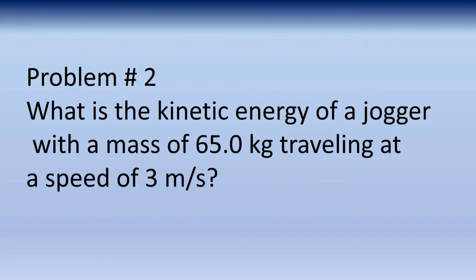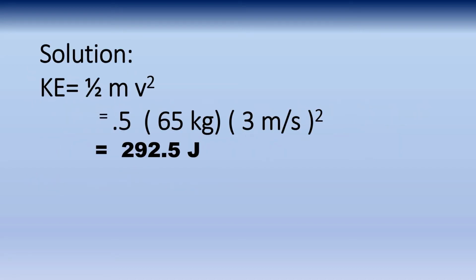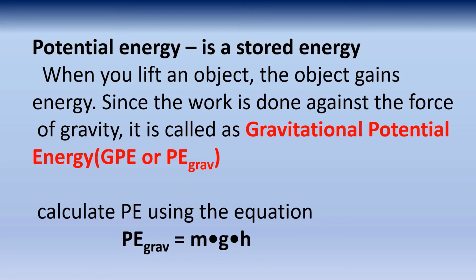Okay, problem number 2. What is the kinetic energy of a jogger with a mass of 65 kg traveling at a speed of 3 meters per second? The solution is: the kinetic energy is equal to 1/2 mv squared. So 0.5 times 65 kilograms times 3 meters per second squared. So 3 times 3 times 65 times 0.5, and the answer is 292.5 J or joules.